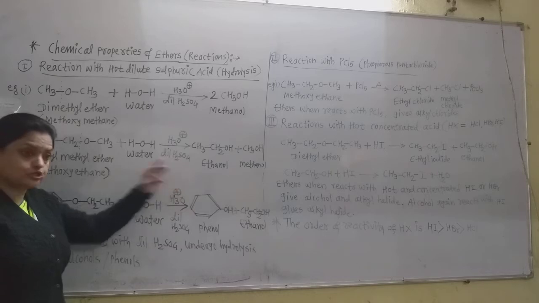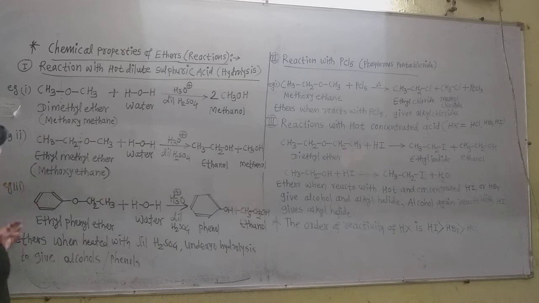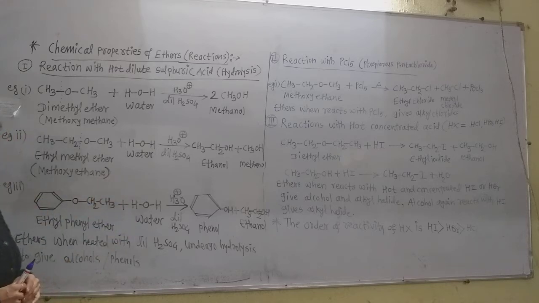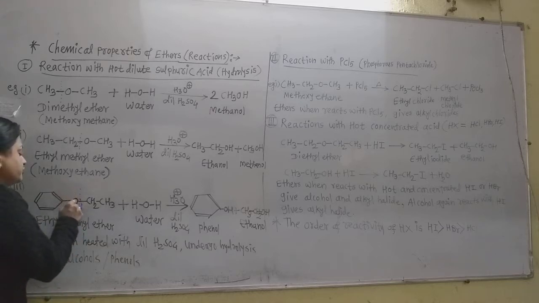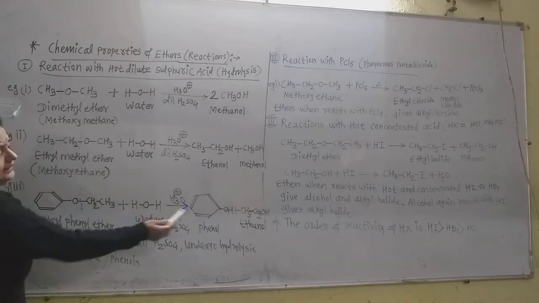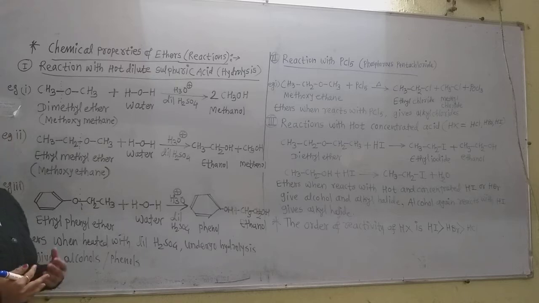Now there are also aromatic ethers. This is ethyl phenyl ether. It gives one molecule of phenol and one molecule of alcohol. When ethyl phenyl ether reacts with dilute H2SO4, the C-O bond breaks here also, and it gives phenol with water and ethyl alcohol. So ethers, when heated with dilute H2SO4, undergo hydrolysis to give phenol or alcohols.